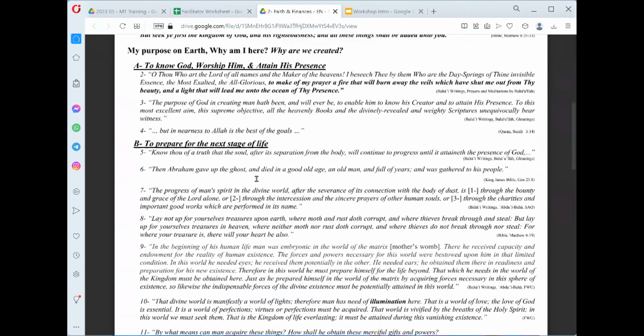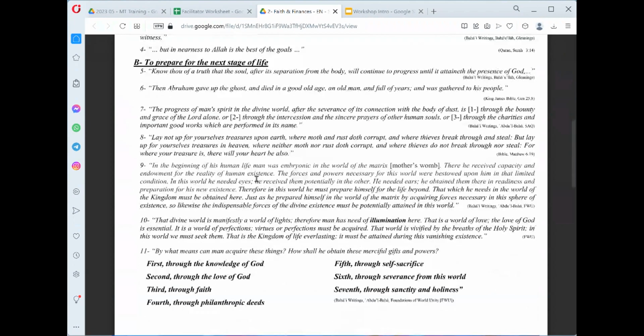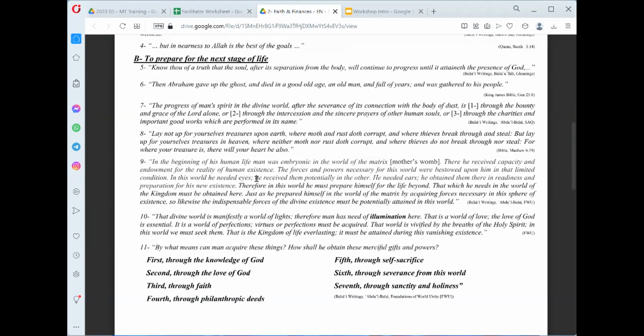I don't think it has any material goal in it, but we'll continue on. Can I have a volunteer read number 5, 6, and 7, please?